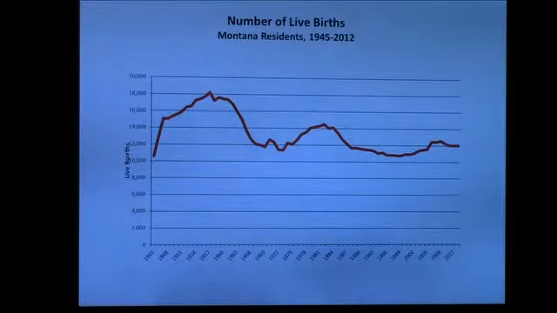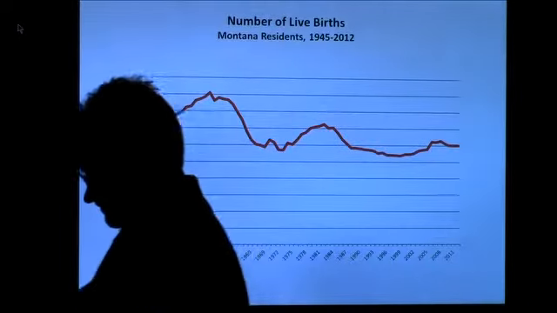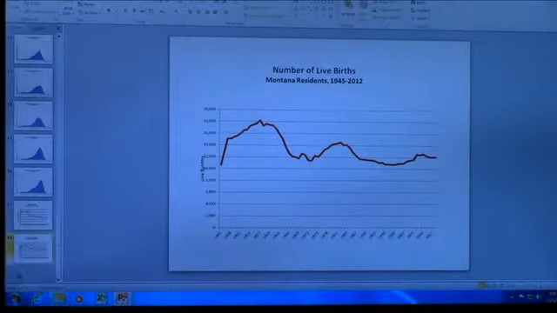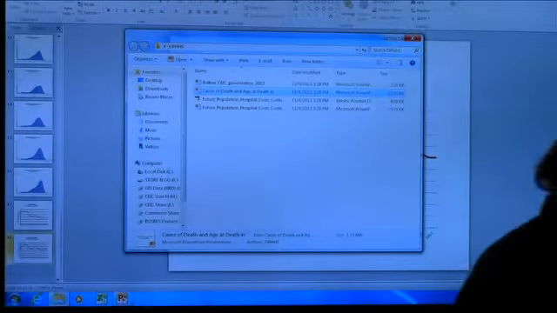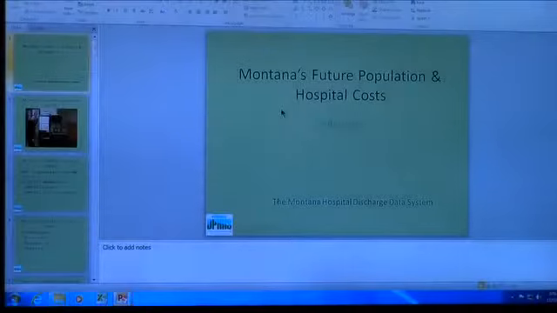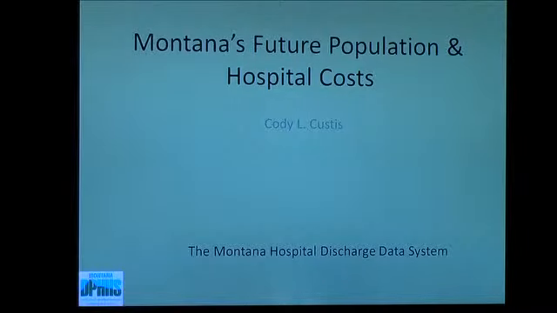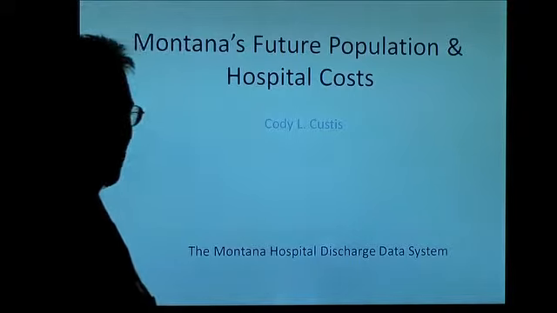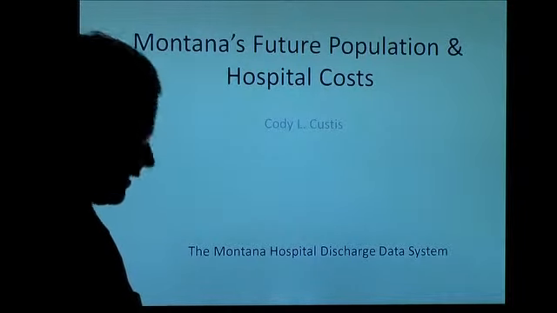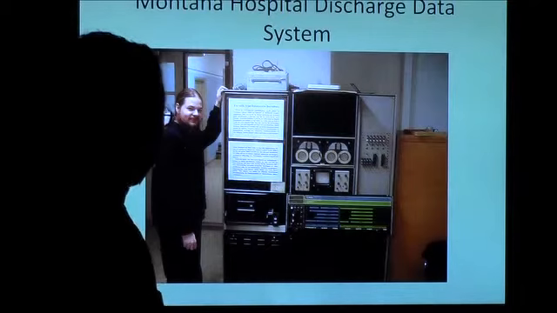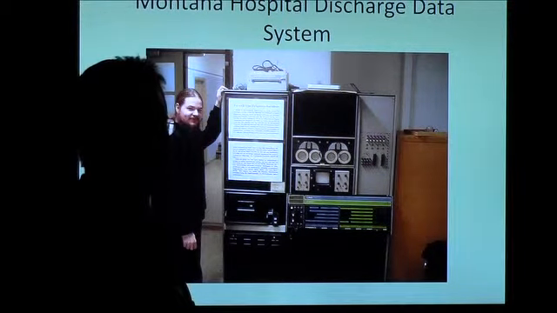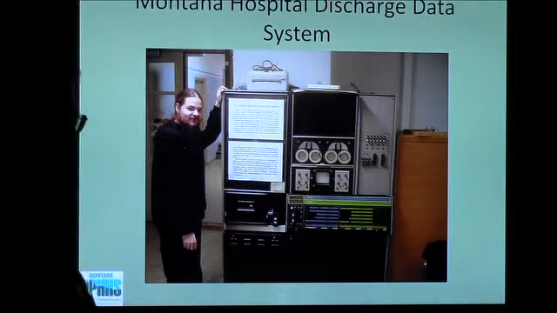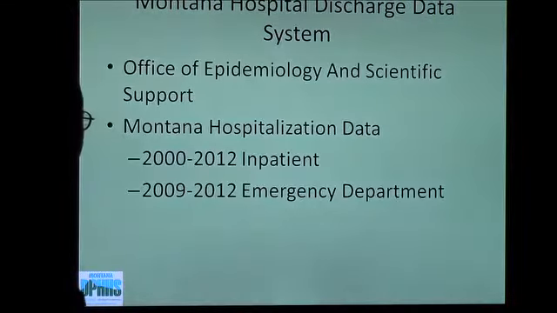So, Cody. See if I can remember what button to hit on this thing. Okay. Escape. Escape. When in doubt, escape. F5. Montana's future population and hospital costs. I think Cody Ocustis is me, so I get to do this one. And click on in. So there's our computer. Not really, but find New something. iPad? Yeah, the new iPad.